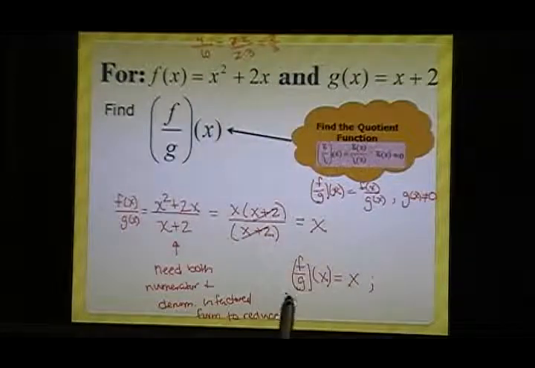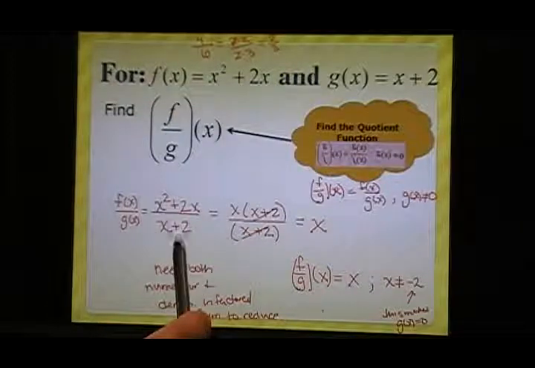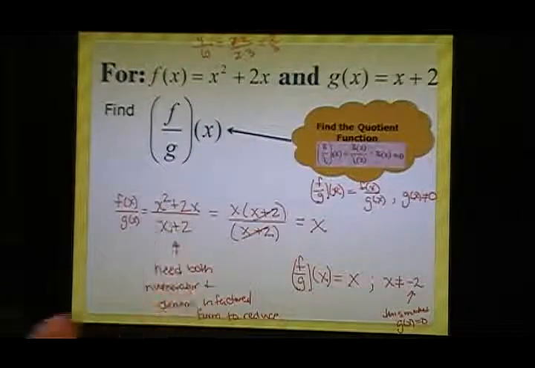So when I'm working with quotient functions, I can't just say that f over g of x equals x. I have to add in the extra condition, that is, as long as x does not equal, in this case, negative 2, because this makes our g of x equal 0. And we don't want our bottom function to equal 0 because division by 0 is undefined.